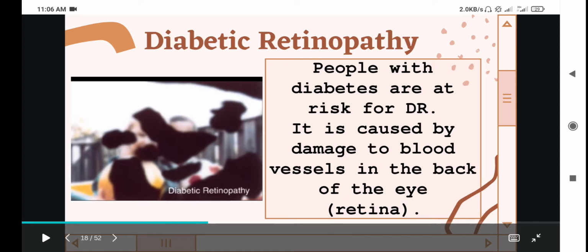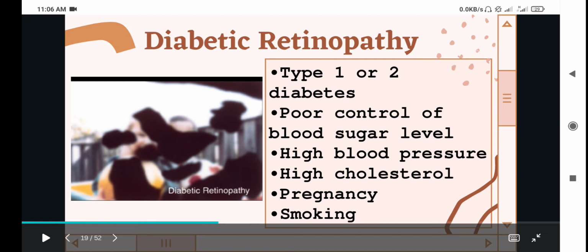Last, we have diabetic retinopathy. All people with diabetes, both type 1 and type 2, are at risk of diabetic retinopathy. It is caused by damage to blood vessels in the back of the eye, or the retina. The longer someone has diabetes, the more likely he or she will get diabetic retinopathy. Causes: type 1 or 2 diabetes, poor control of blood sugar level, high blood pressure, high cholesterol, smoking, and pregnancy.